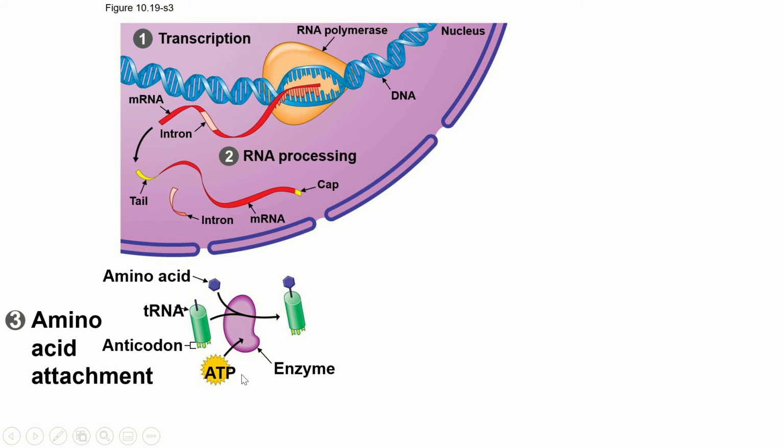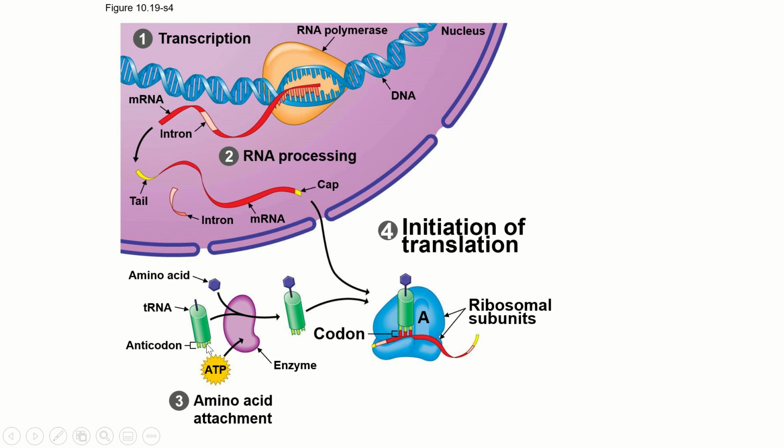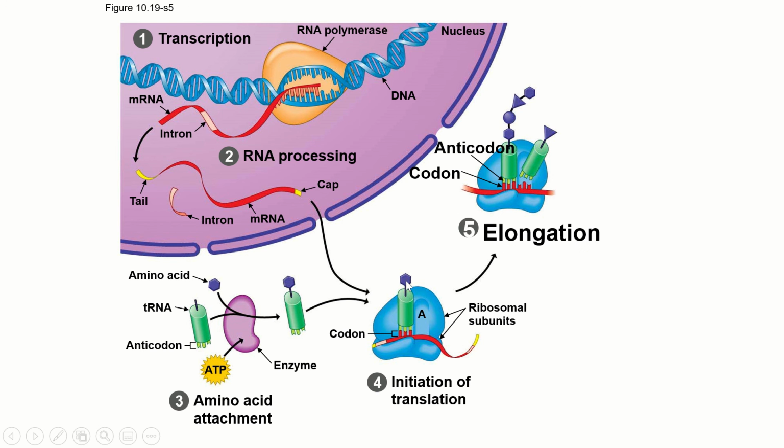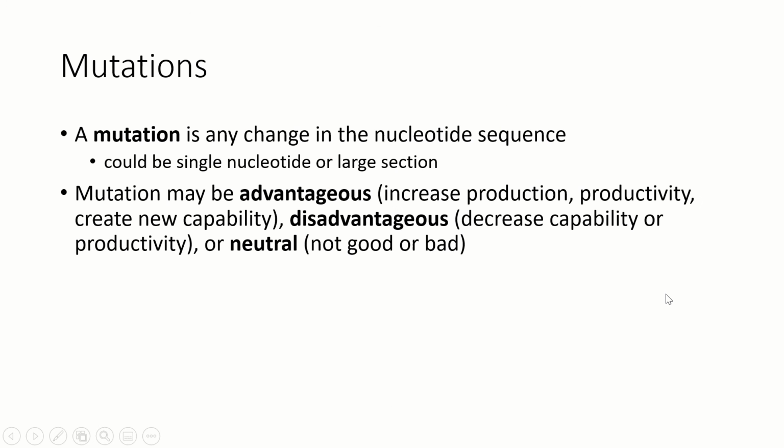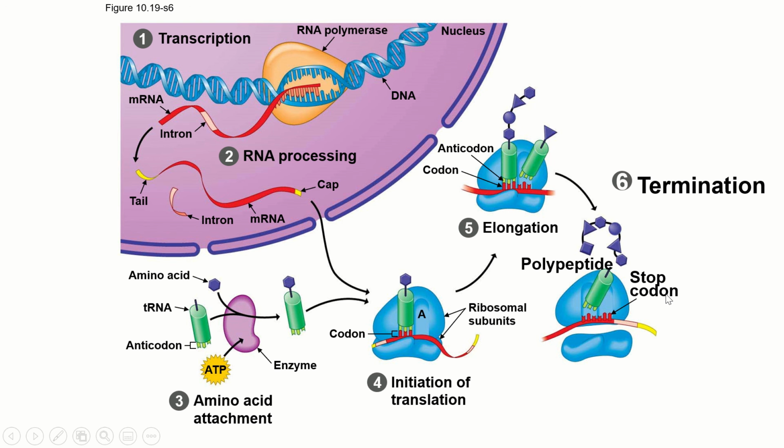And the amino acid gets attached to the tRNA with, of course, an enzyme. There's always an enzyme. The ribosome reads the mRNA. The tRNAs come along and transfer the amino acids. The ribosome makes the peptide bonds, creating a strand of amino acids until it gets to the stop codon, and then our polypeptide is done. Okay, in the next one, we'll talk about what happens when things go wrong.